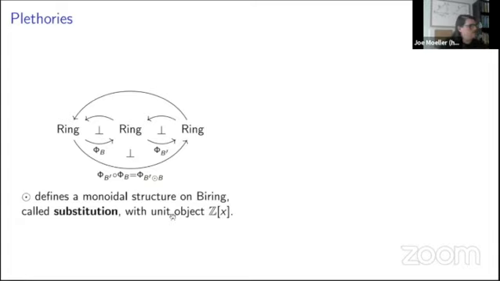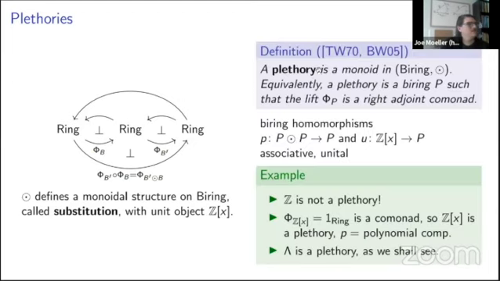We call this substitution, and the unit object is polynomials because it represents the identity functor. Now with this monoidal structure, it's not symmetric, but we can take monoids with respect to that, and that gives exactly the notion of a plethory. A plethory is exactly a monoid in the category of birings with this substitution monoidal structure.